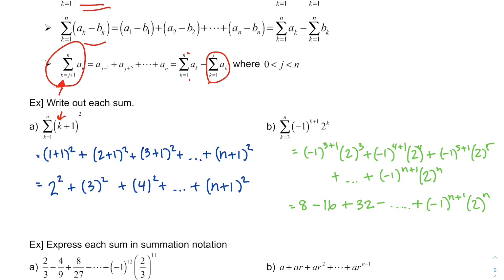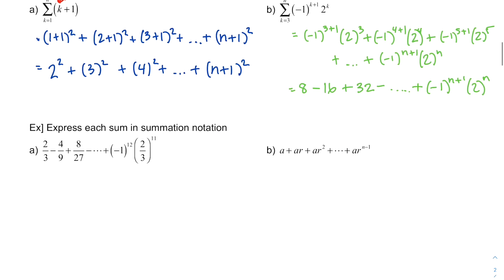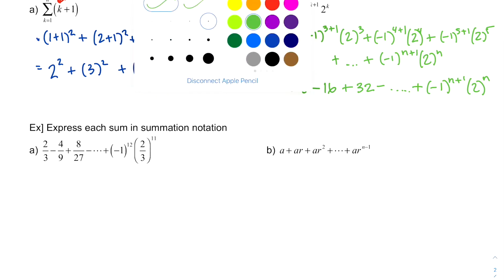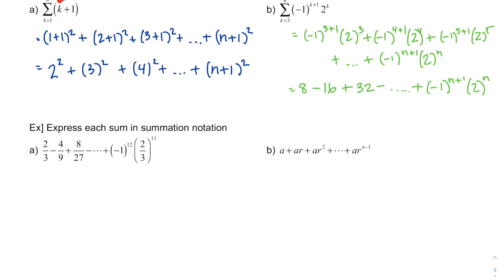Now let's try the opposite. Let's try looking at a sum and seeing if we can write it in summation notation using the sigma and the indices. So here I have 2/3 minus 4/9 plus 8/27. Okay, so I'm noticing first of all that it is alternating and that it looks like we're adding up the 11 terms, and this could possibly be defined as n plus 1.